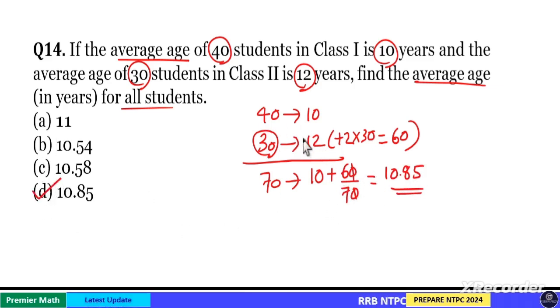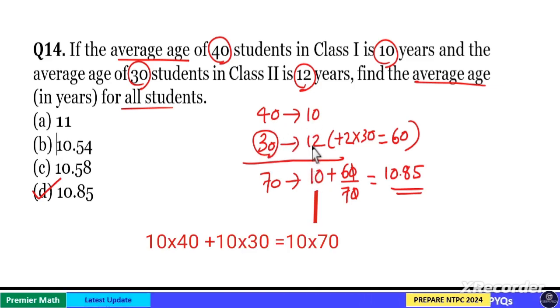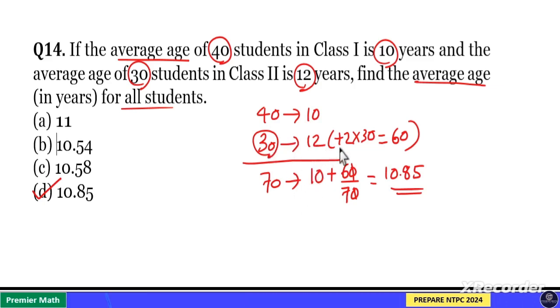That is, here if you look at this, 30 students' average is 12 means the sum of ages of 30 students is equal to 12 into 30. But here we take 10 as the common average, which means 10 into 40 and 10 into 30 are included in this 10. But the remaining 2 into 30, 60, is the extra sum. So this extra sum should be equally distributed to the total 70 people in order to find the average of 70 people.